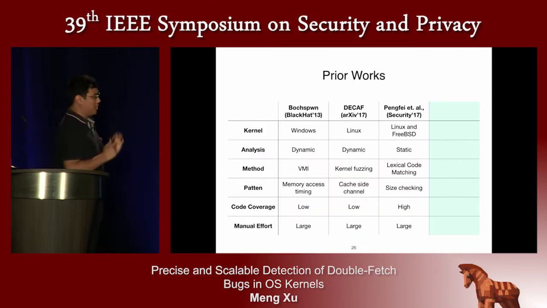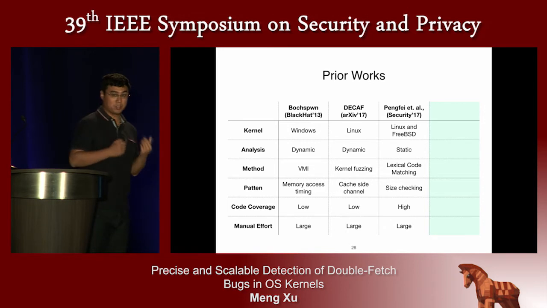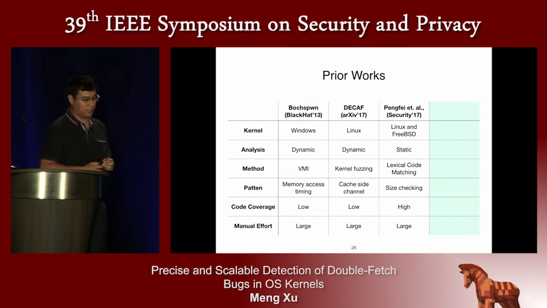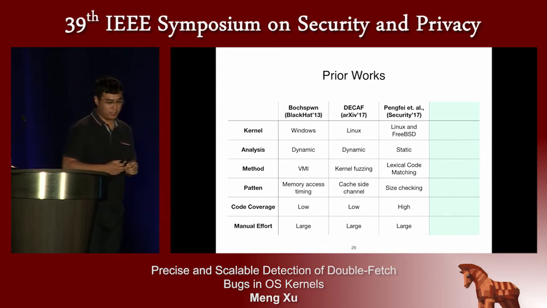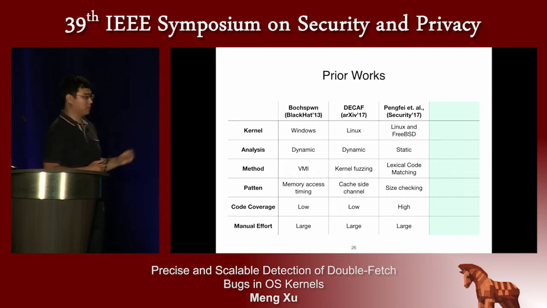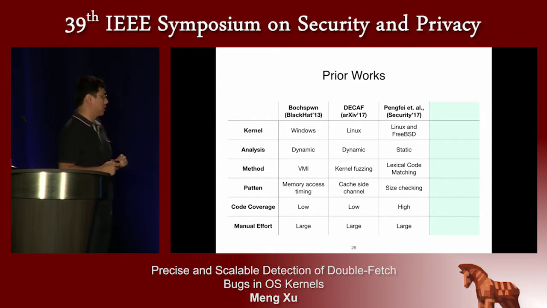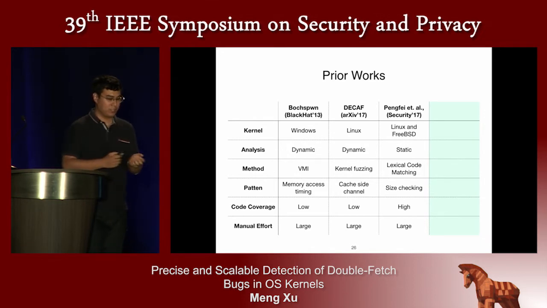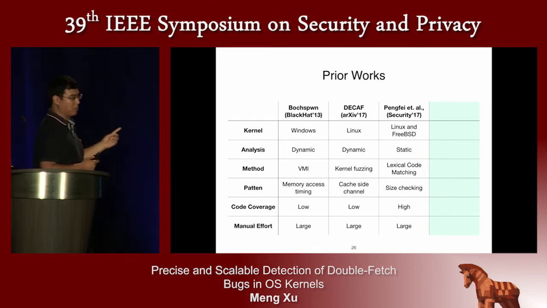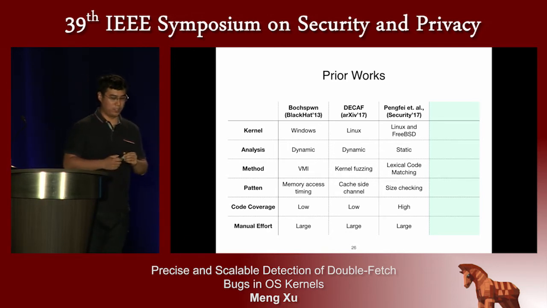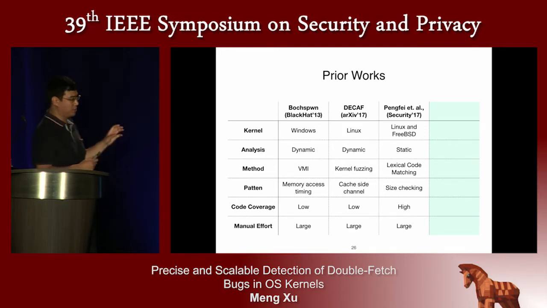This has been an issue brought up by the Bochspwn project in Black Hat 2013, and it works on Windows using some virtual machine inspection techniques. The pattern they define is that if there are 2 consecutive memory accesses within a short time to the same user space address, then it's going to be a double fetch bug. A similar technique works for Linux, and it was recently proposed on arXiv. It's called DECAF. They try to do kernel fuzzing to maximize the code coverage, and they use a clever cache side channel to do this.